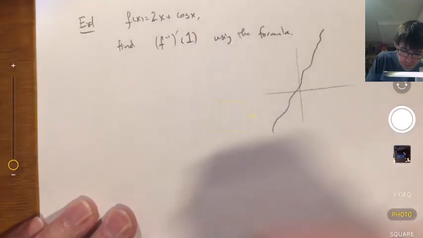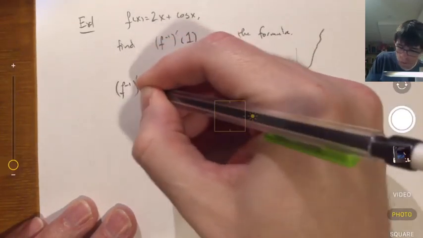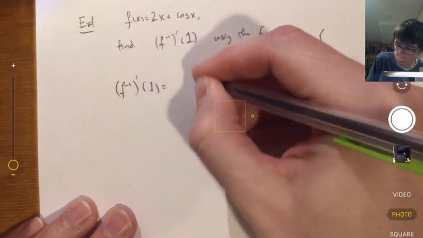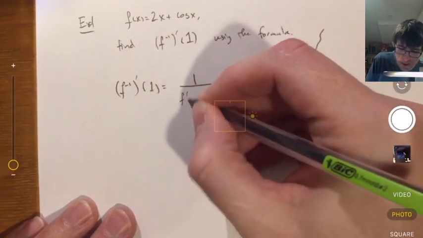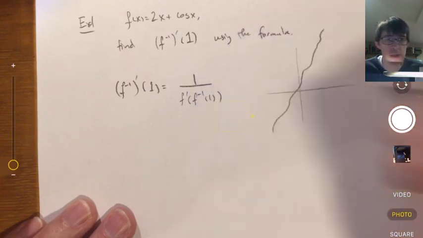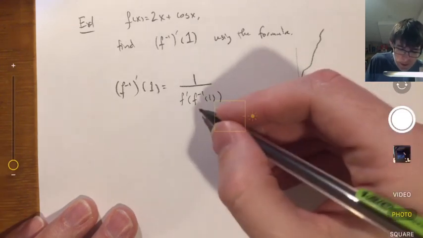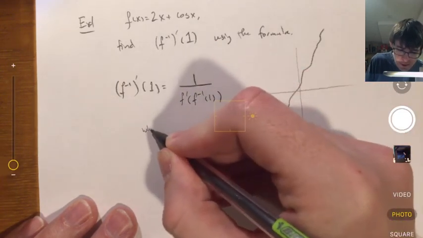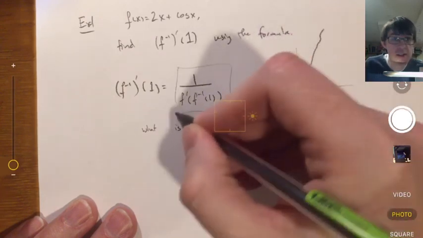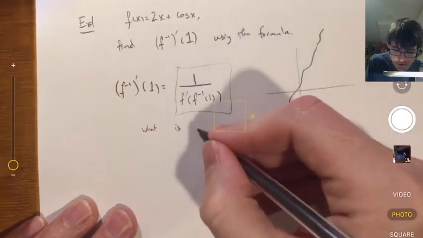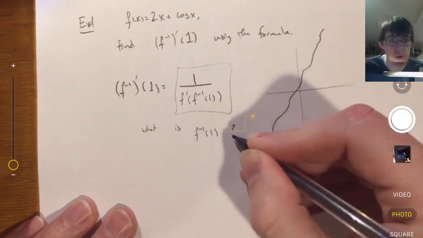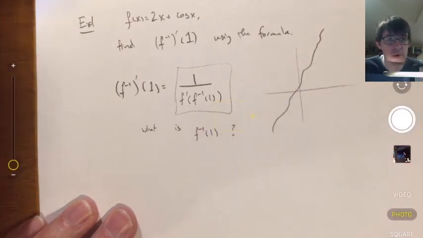Well, let me just write the formula again. F inverse prime of 1, according to the formula that we just talked about, should equal 1 over f prime of f inverse of 1, right? That was the inverse formula that we just derived. Let's see if we can plug into everything that I see on the right-hand side. What is f inverse of 1? We should plug in the inside of the parentheses first. So we have to find f inverse of 1.